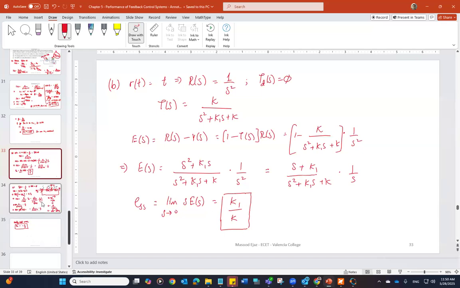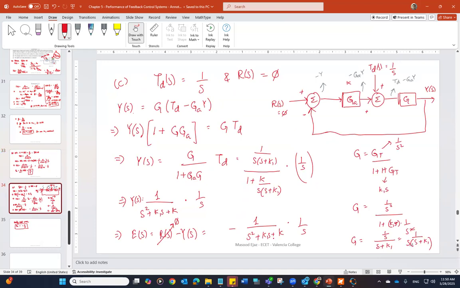So let's look in terms of k1. Let's see if we did it correctly, because we are not getting any k1 term over here. Let's see. TD minus GA. So GTD, GA is going to go 1 over GA. 1 over S times S plus K1, over 1 plus K over S times S plus K1. S squared plus SK1 plus K. So it seems like it is good to go.